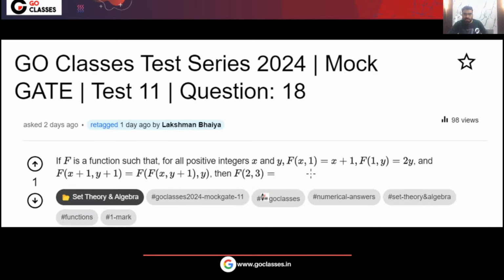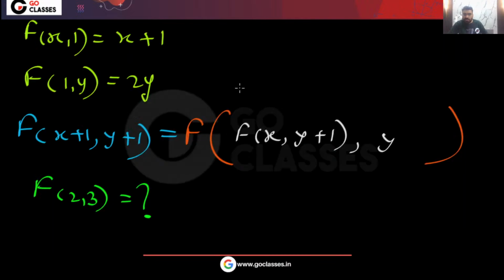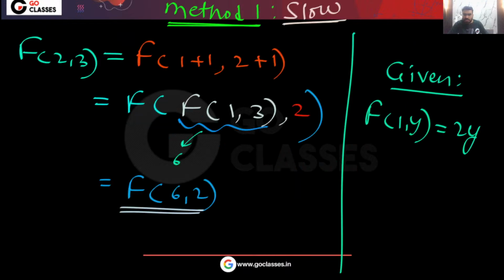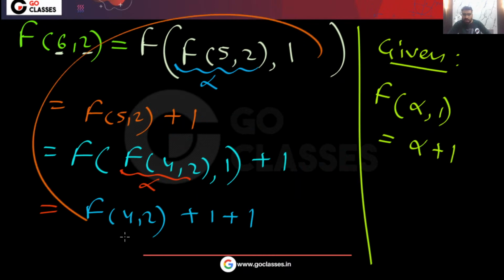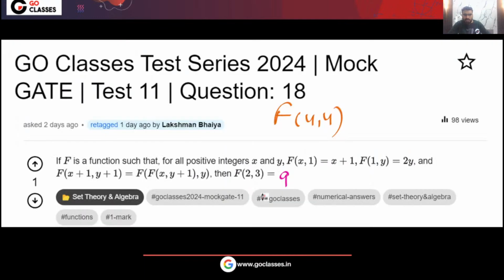But here the question is, what is the efficient way to solve it? Remember, the question is very simple and anyone can solve it. But if I ask you what is f(4,4), will you use this method? If you keep opening like this, it will take a lot of time. What will be f(4,4)? What will be f(3,3)?